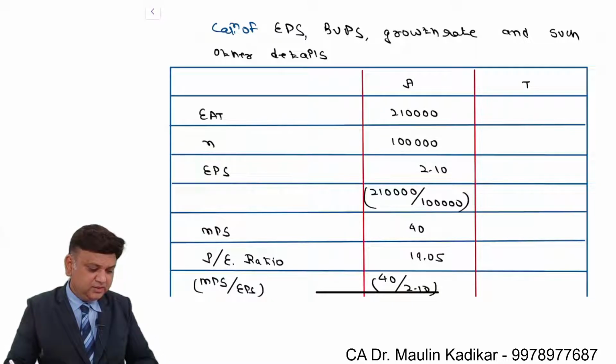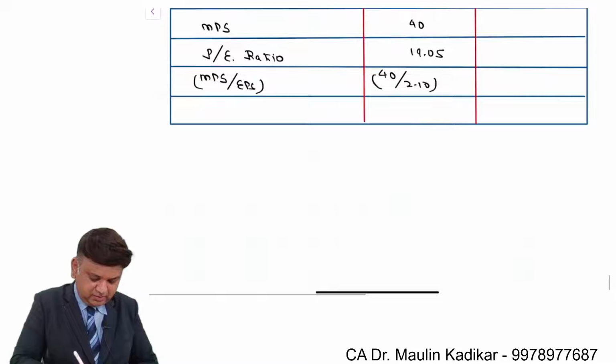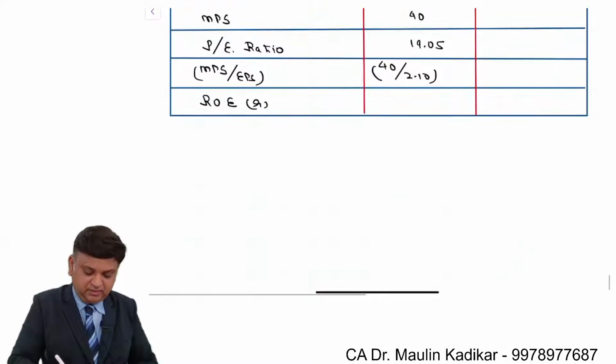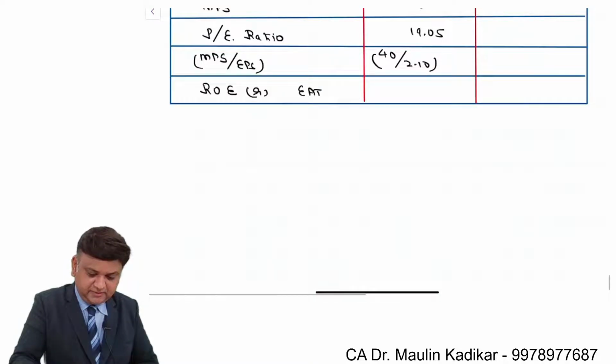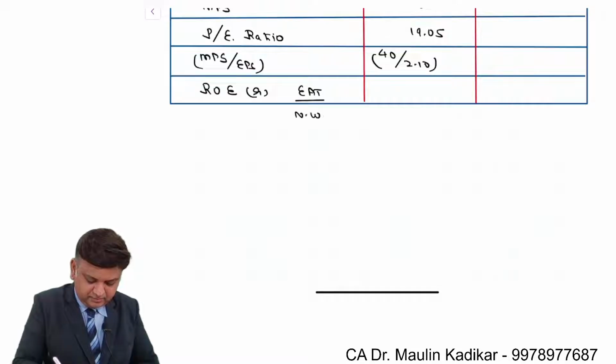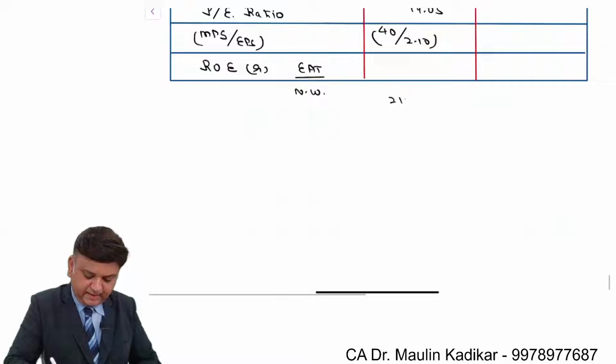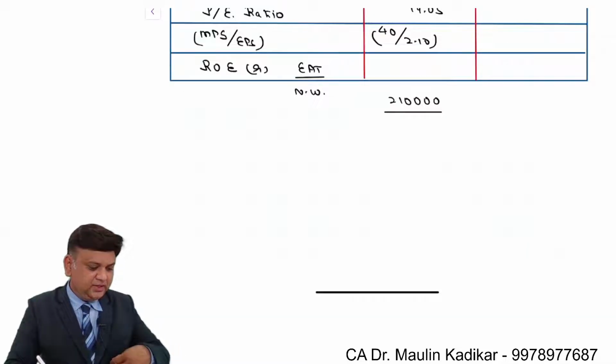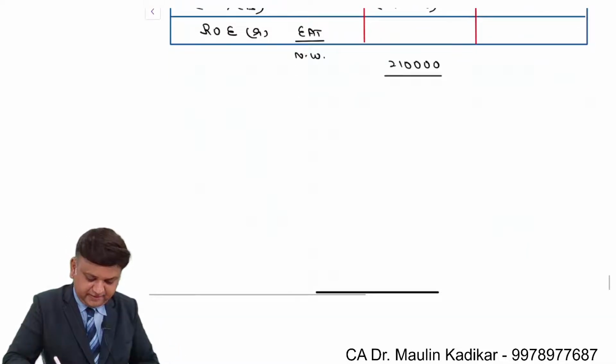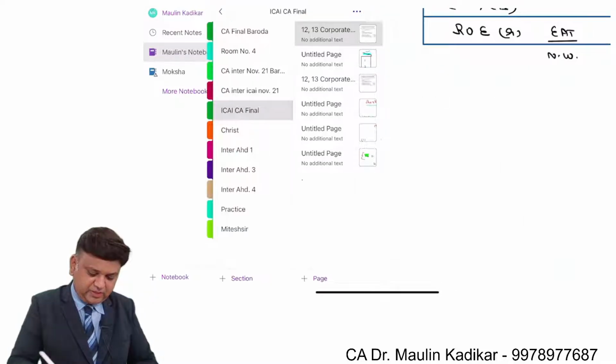The next is the calculation of the return on equity. That is R. It is earning after taxes divided by net worth. What is the earning after taxes? It is 2,10,000, divided by net worth. Net worth is the equity share capital of 10 lakhs and the reserves and surplus of 2 lakhs.